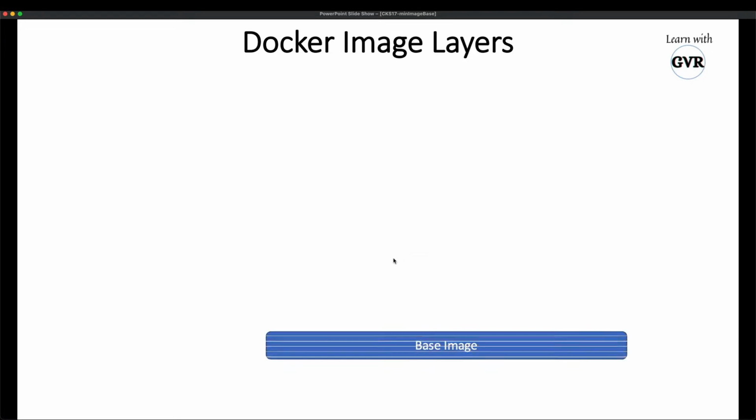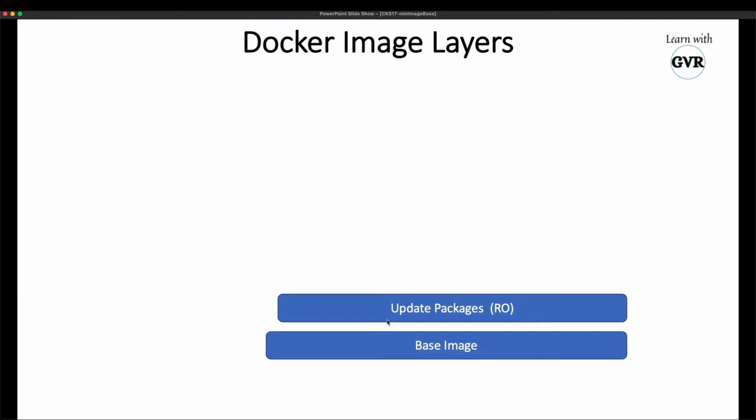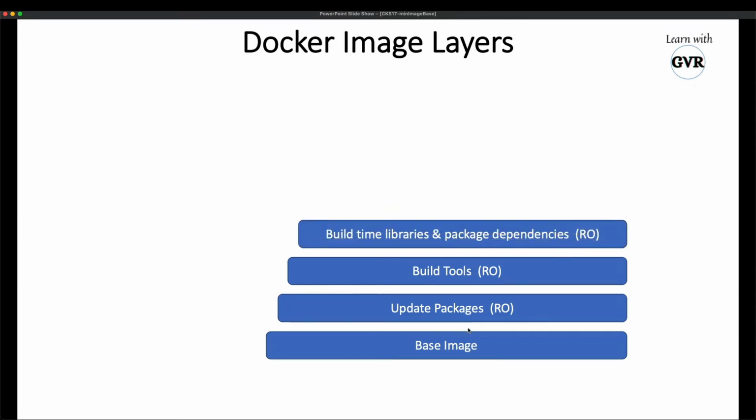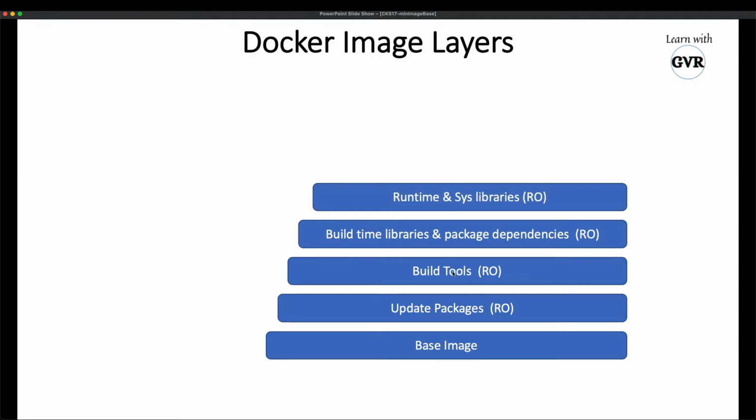And then the second is basically we will be updating the packages. So you will take one fresh image, and on top of that you will add some packages, and on top of that you will add some build tools. I want to build a hello world application, and on top of that I will add some build time libraries or package dependencies, and on top of that I will add some runtime specific system libraries, etc.